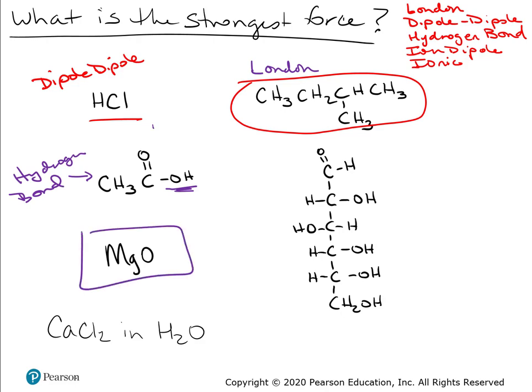What about MgO? Yep, it's ionic because it's a salt. It's a metal and a non-metal, so that makes this one an ionic. Strongest of all of them.